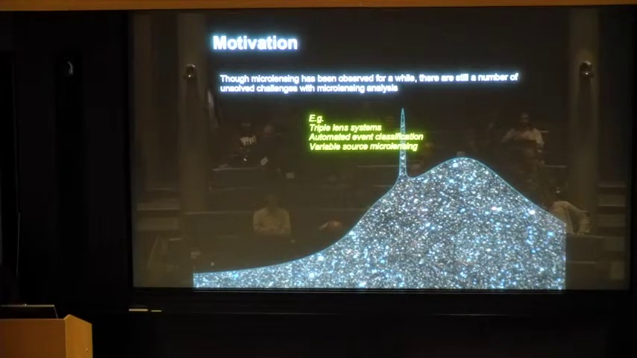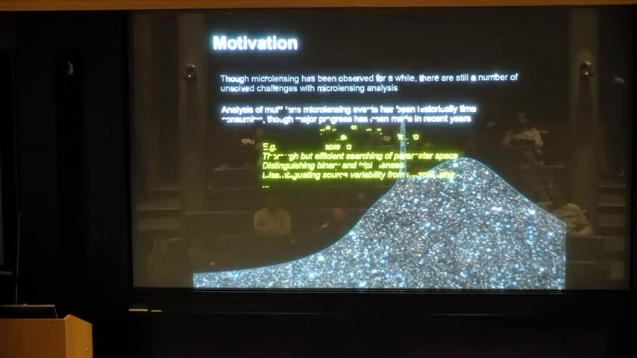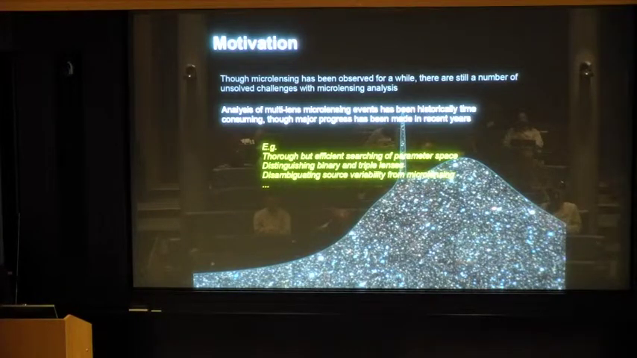Although microlensing has been observed for some time, there are still a number of outstanding challenges in the analysis and other aspects of the work. The challenge that always springs to mind is triple lens analysis, but there are other issues such as the classification, the distinguishing of binary lenses, binary sources, as Martin pointed out earlier, and other variable types. The analysis of multi-lens events has always been historically time-consuming, and with the advent of future expected data sets getting increasingly large, this has become a major problem. Although there has been major progress in this area in recent years, there is more work to be done.